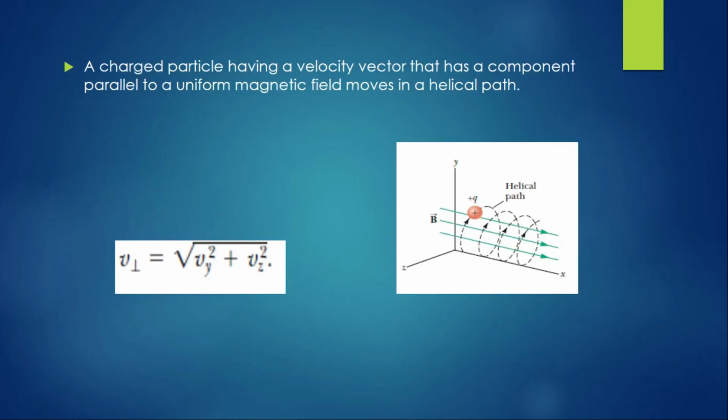A charged particle having a velocity vector that has a component parallel to a uniform magnetic field moves in a helical path, as we see in this picture. v will be equal to the square root of vy squared plus vz squared.